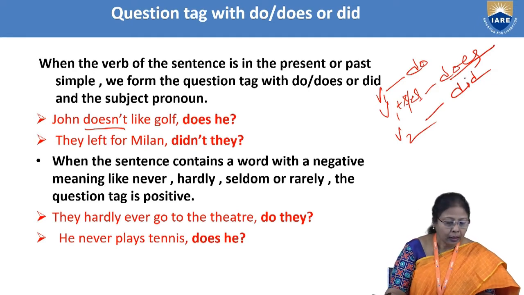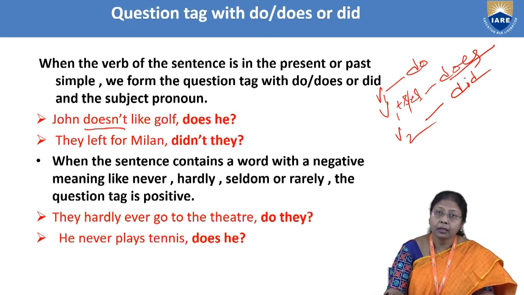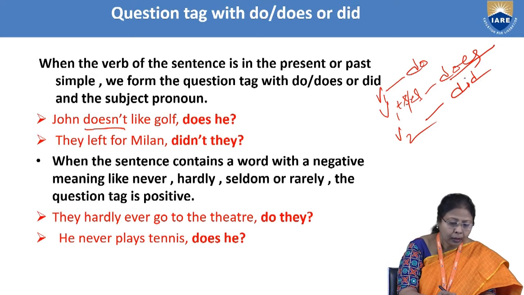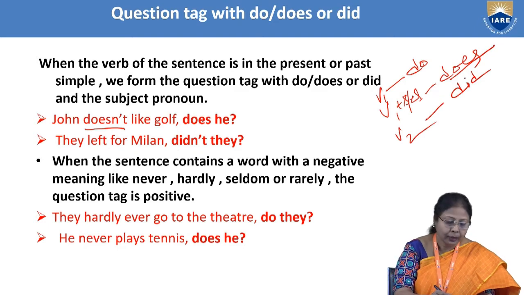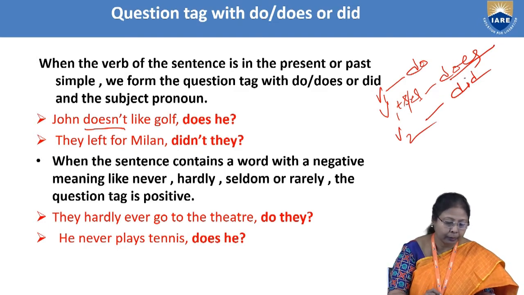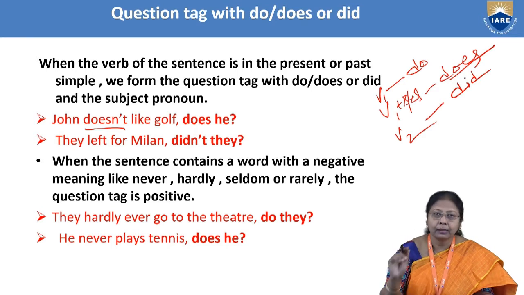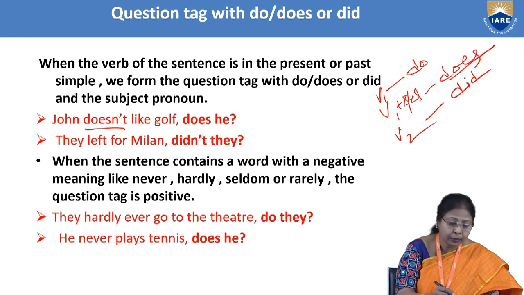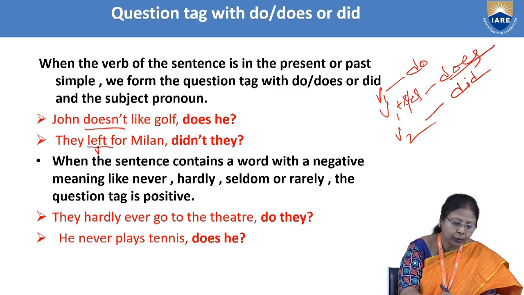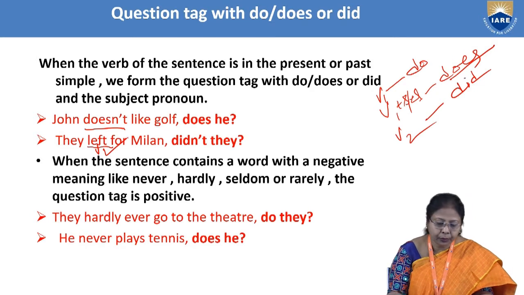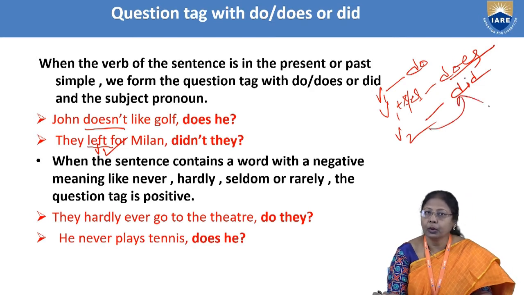So here, as you got, John doesn't like golf. Does he? Here, as you have a direct auxiliary verb, you have taken does he. But in the next sentence, you don't have an auxiliary verb, you have the main verb directly. They left for Milan. Left is the verb here. What type of verb is it? Past tense verb. Left, from leave. This is V2. So for V2, what do we have to use?